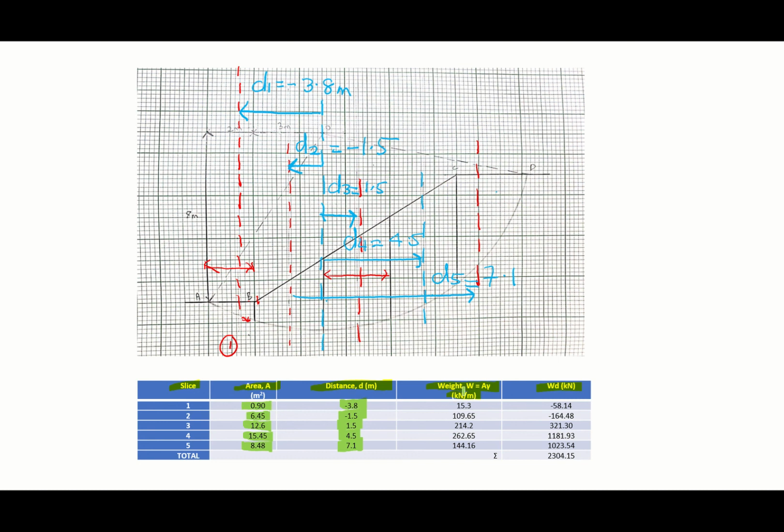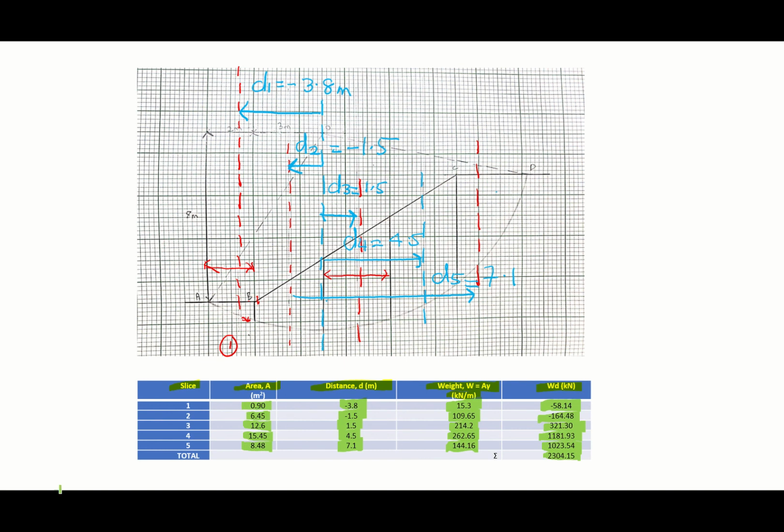I have already calculated the area and then multiplied by the unit weight. For slice number 1, you get the value 15.3. You get the values for slice number 2, number 3, number 4, and number 5. The last column will be W multiplied by D. We have determined D earlier using the graphical method. Multiply your W with D and you get all of these values. At the end, you need to total up the value for WD.